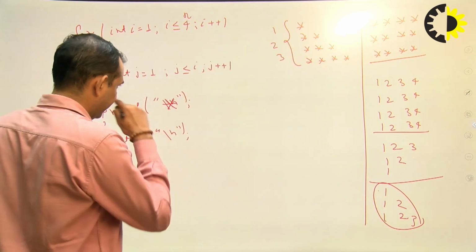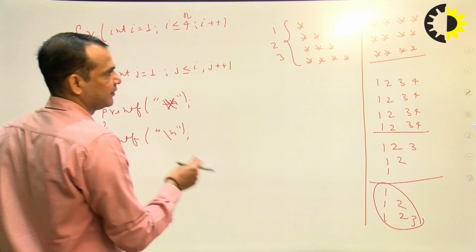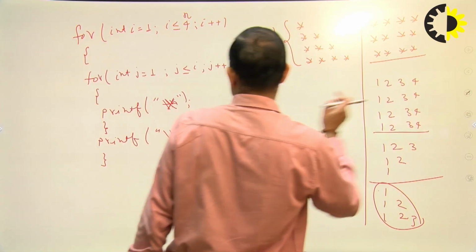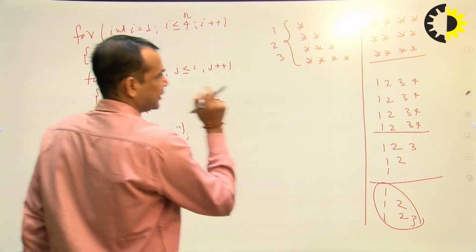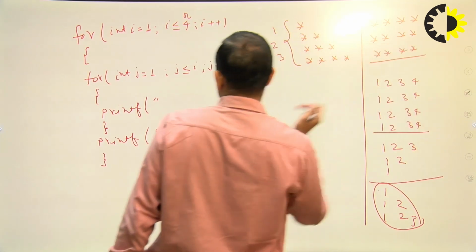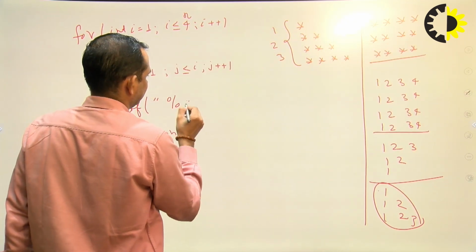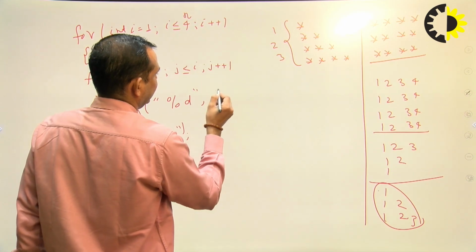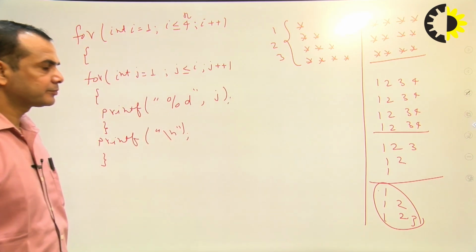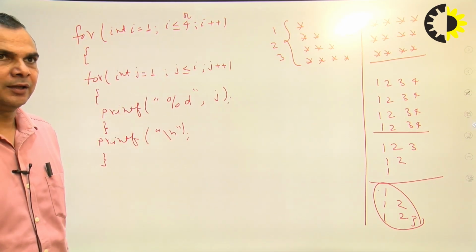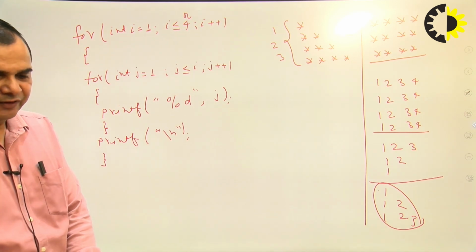And for the second one, if we use the pattern 1, 1 2, 1 2 3, what do we do here? We do not print the star. Here we print the value of j, that is printf with percent d comma j. Clear? We print the value of j.